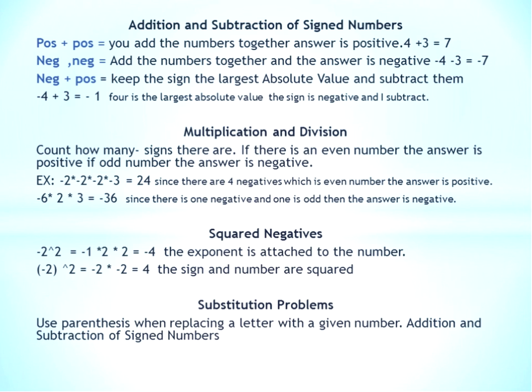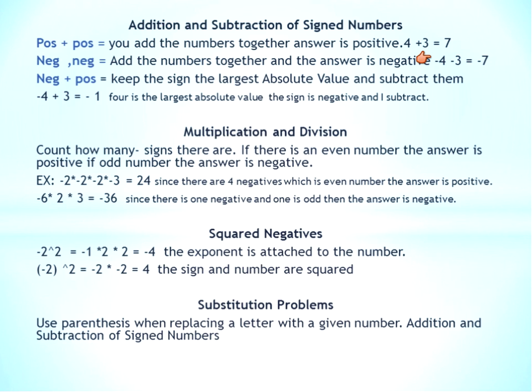Addition and subtraction. The reason that we add numbers is because they have the same sign. If they are both positive, we add them together and keep the positive sign. So 4 and 3, they're both positive, so it becomes a positive 7. If they are both negative, again, we just add them together and keep the negative sign.